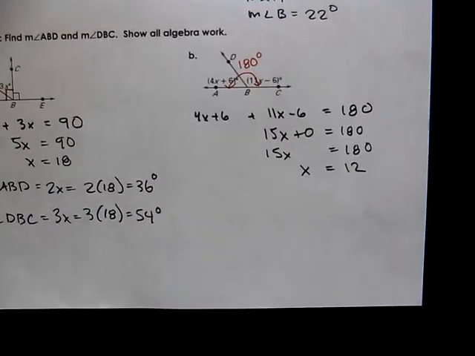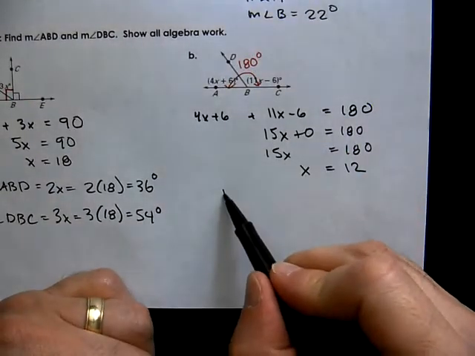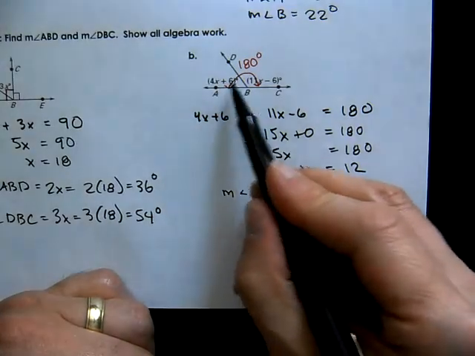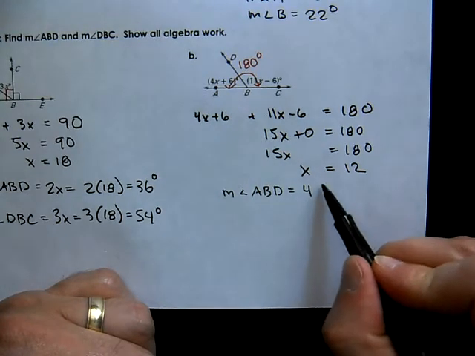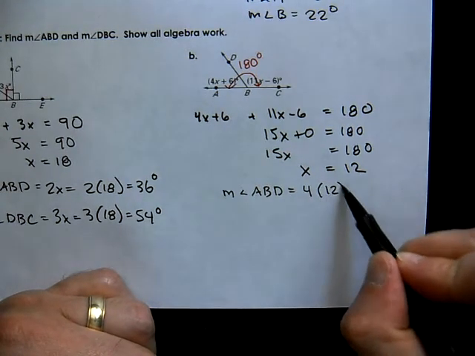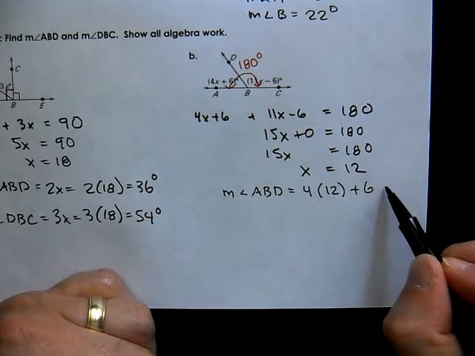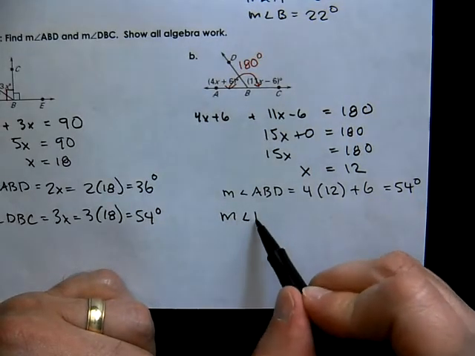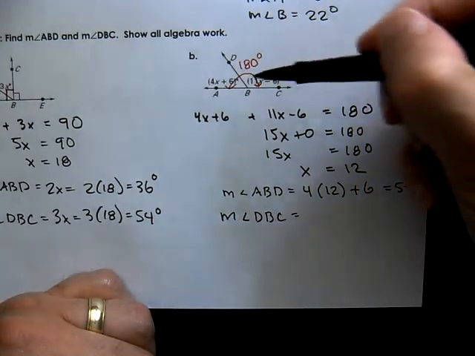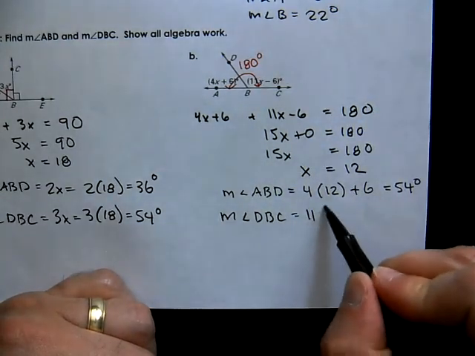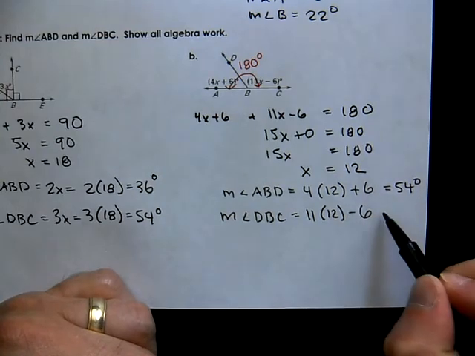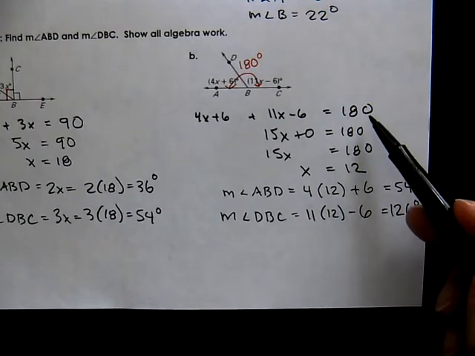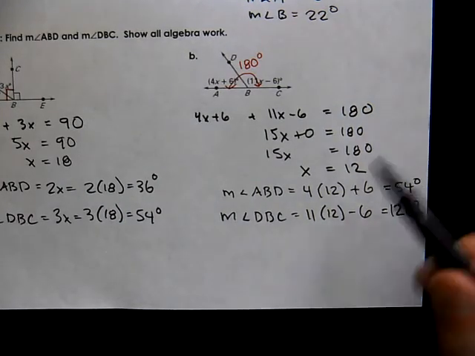Okay, so now let's plug 12 back in to get these two angles. So the measure of angle ABD is the 4x plus 6. So here's the 4 times the value of x plus the 6, and that gives me a result of 54 degrees. The last angle, the measure of angle DBC, that's the 11x minus 6. So the 11 times the value of x minus 6. That gives us 126. So again, we can add those up to double check to see if in fact that adds up to 180. And they do. So we did that correctly.